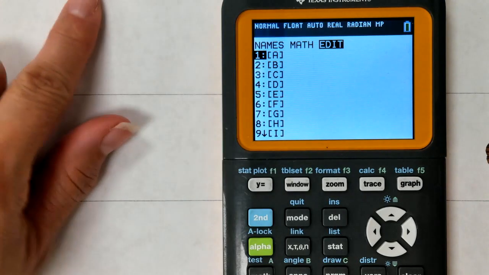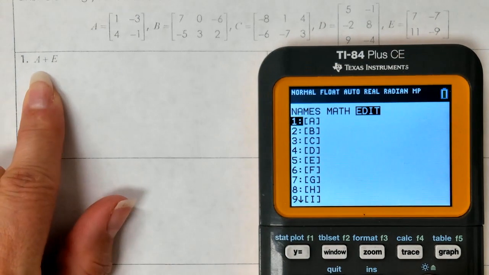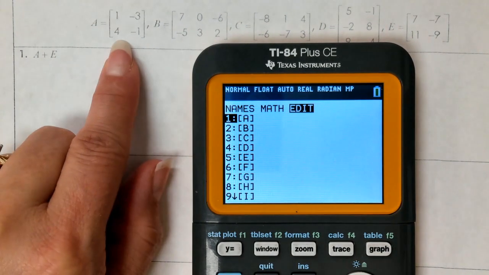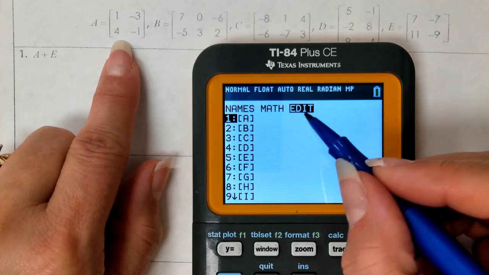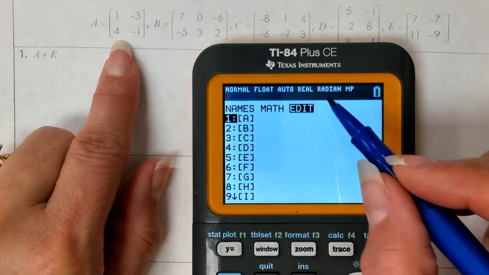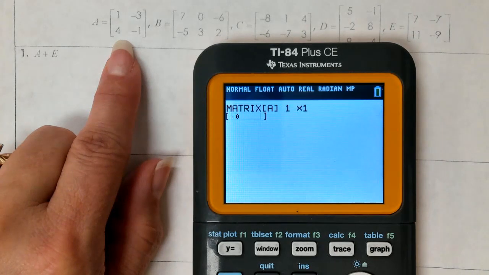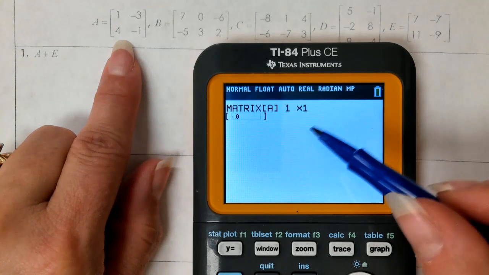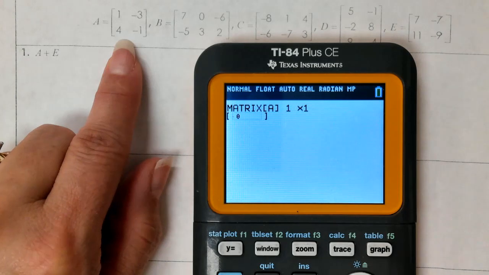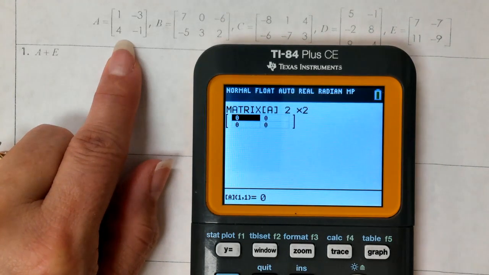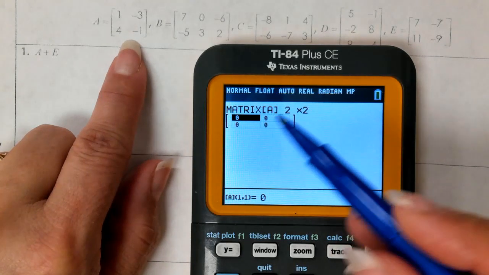So I'm going to go ahead and show problem number 1, A plus E. I'm going to type in matrix A. So I'm going to hit enter, and notice I'm on the letter A when I press enter. It's going to call this matrix A. But notice it says 1 by 1. Well, A's not a 1 by 1. What is it? Okay, it's a 2 by 2. You must tell the size correctly to enter your numbers in.